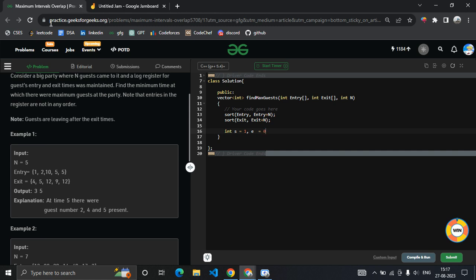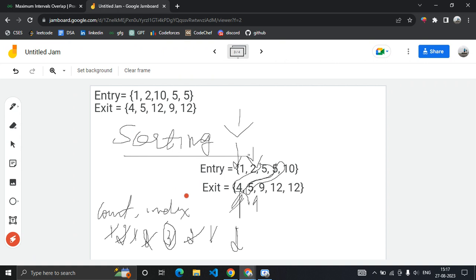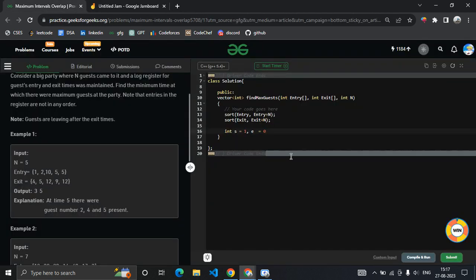See, in this, initially we consider this person. He is in the party, so we will consider from this index and exit from this index, as we are incrementing the count by 1. So that is what I said here. End would be at 0.